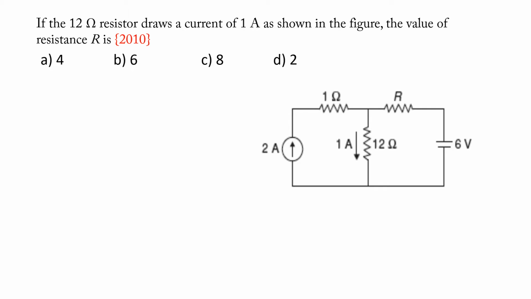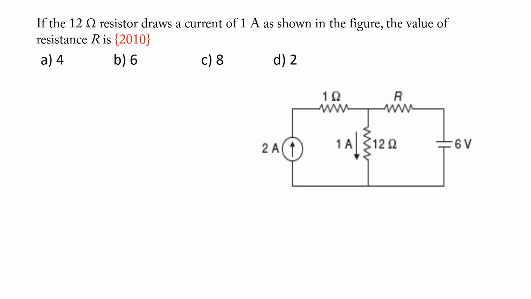So the first question is, if the 12 ohm resistor draws a current of 1 amps as shown in the figure, what is the value of the resistance R? The options are 4, 6, 8 and 2. This had appeared in GATE 2010 electrical paper.